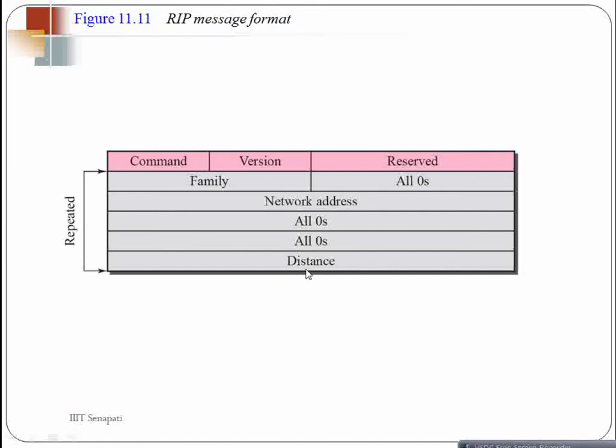Now distance is a 32-bit value, 4 bytes, which will tell you the hop count between this advertising router and the destination network. So, the total hop count. This is a simple RIP message format.